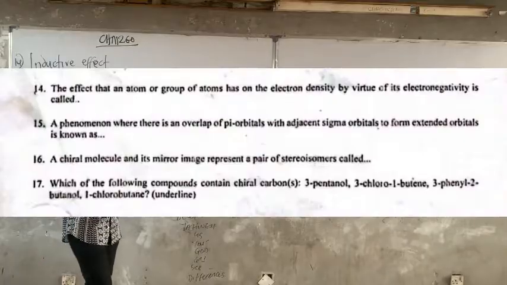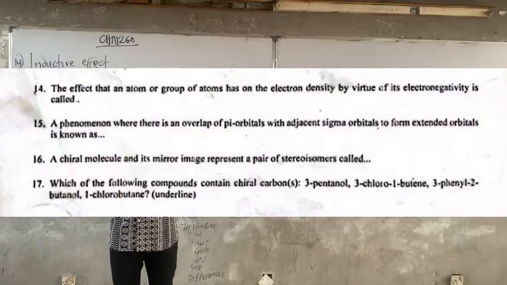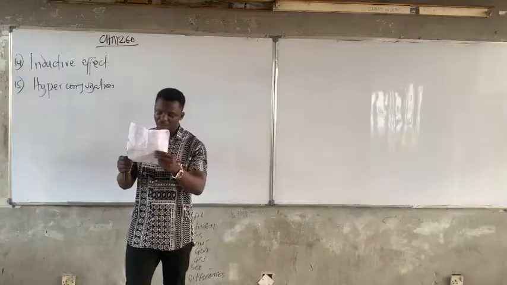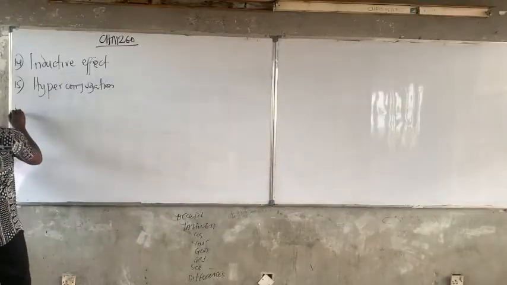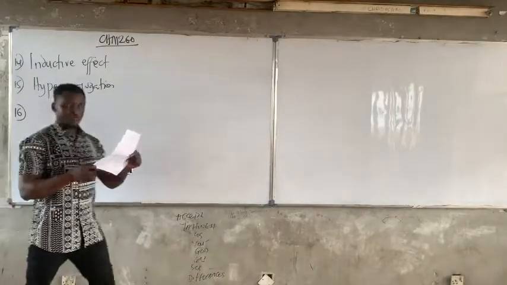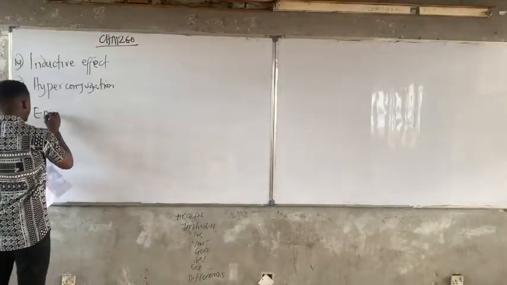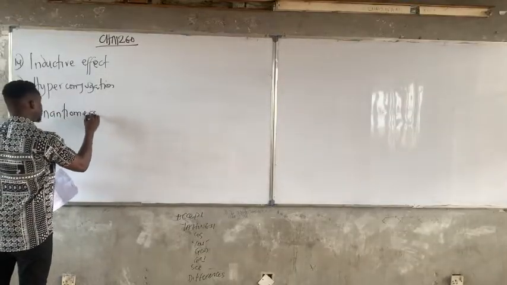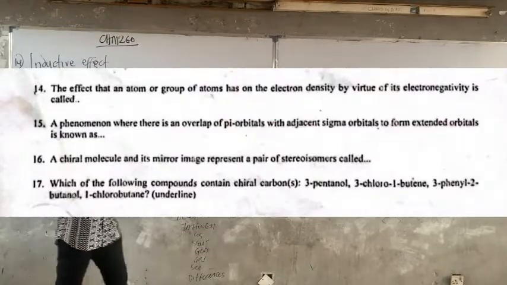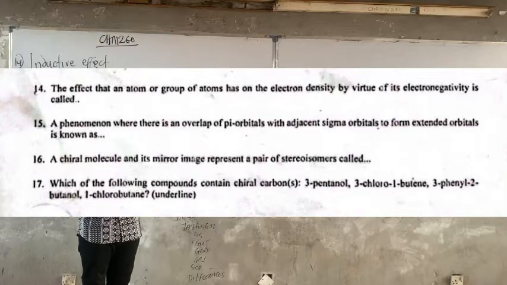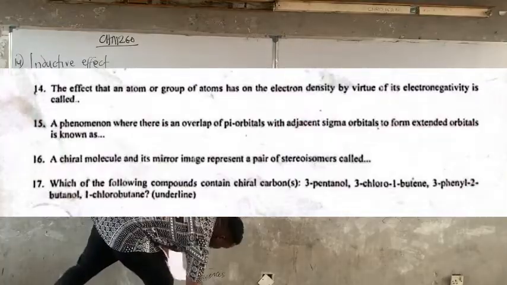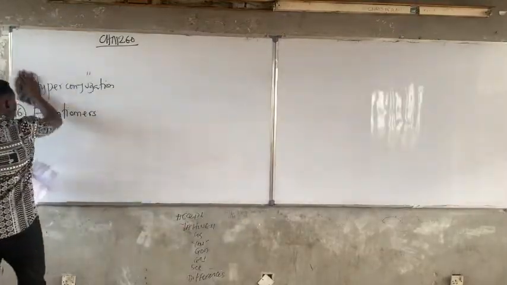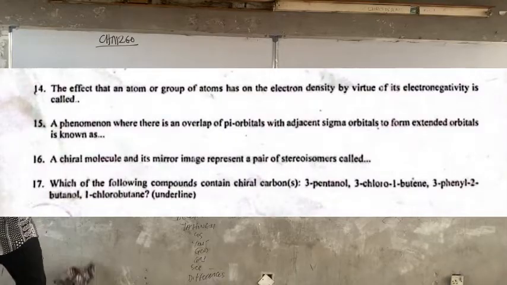Now, number 16 says, a chiral molecule and its mirror image represent a pair of stereoisomers called enantiomers. Now question 17 says, which of the following compounds contain chiral carbons?